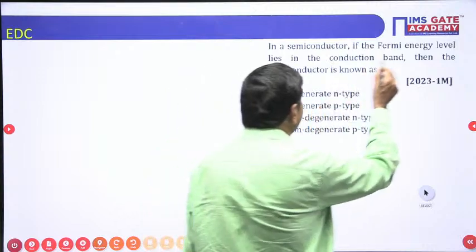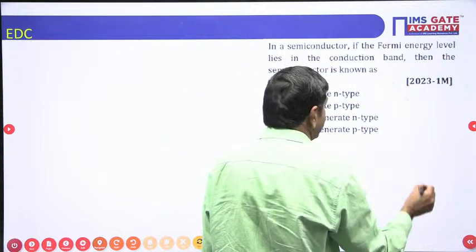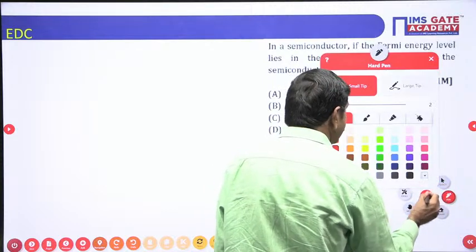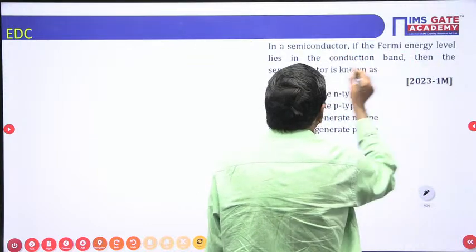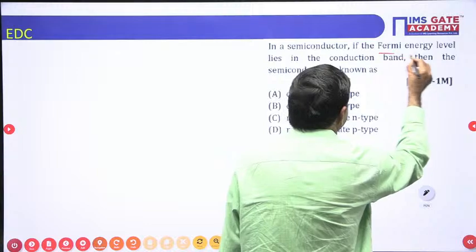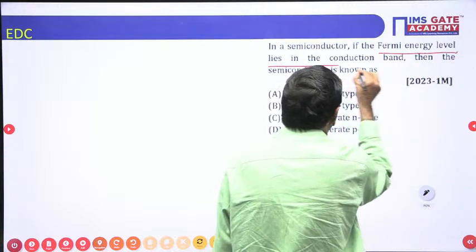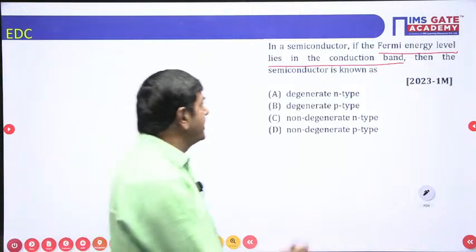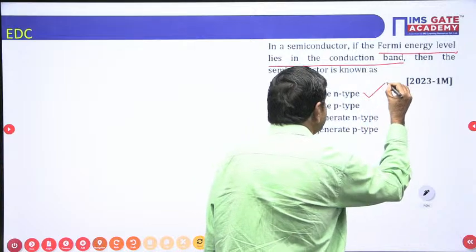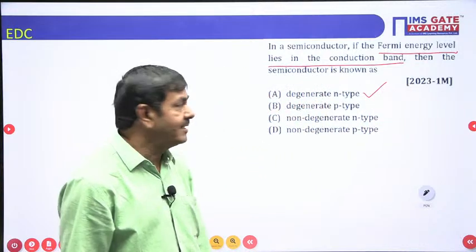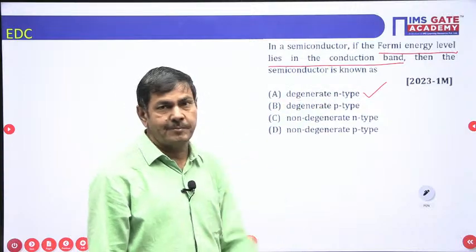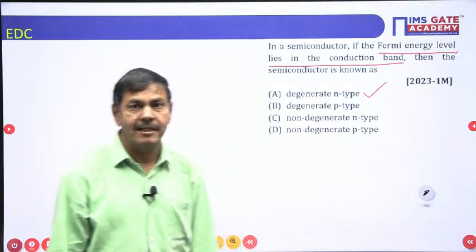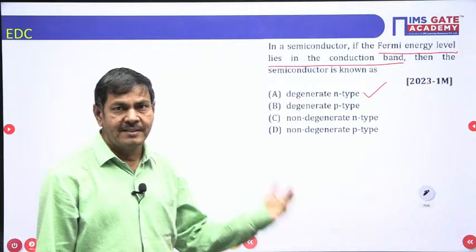Here the Fermi level is given clearly: the Fermi energy level lies in the conduction band. The Fermi level lying in the conduction band means it is N-type and also degenerate. Degenerate N-type only is possible. So the correct option is option A. There is a degenerate N-type extrinsic semiconductor. I think you followed. I will go to the next question.